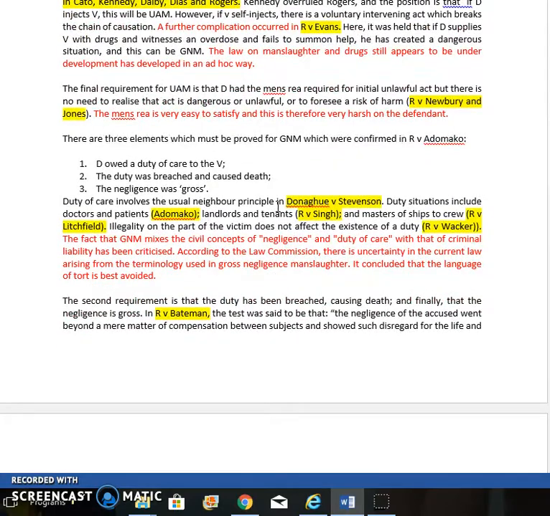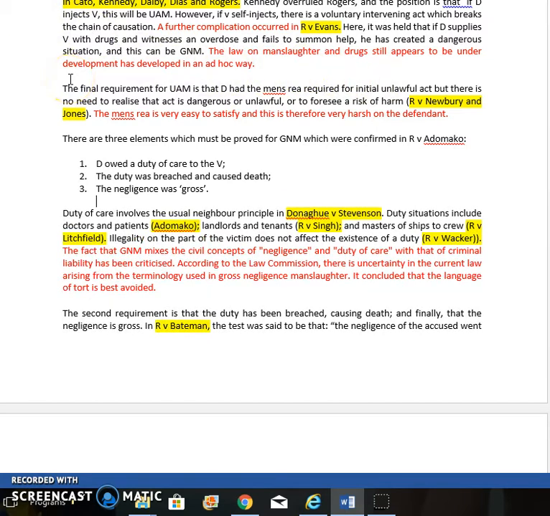Final requirement for unlawful act manslaughter is that they intended the initial unlawful act. They don't have to realise it was dangerous or unlawful or even foresee a risk of harm, and therefore it's easy to satisfy the mens rea, very harsh on the defendant.